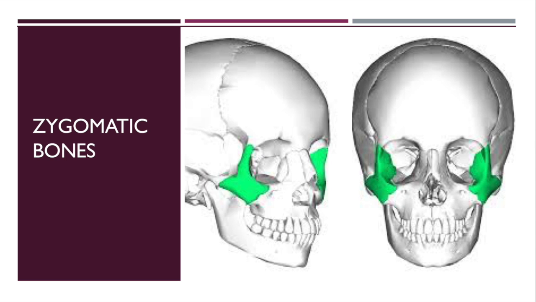The 2 zygomatic bones, also known as the malar bones, form the prominence of the cheek. Each zygomatic bone has a frontal process extending upward to articulate with the frontal bone and a smaller temporal process that joins laterally with the temporal bone, thus forming the easily identified zygomatic arch.